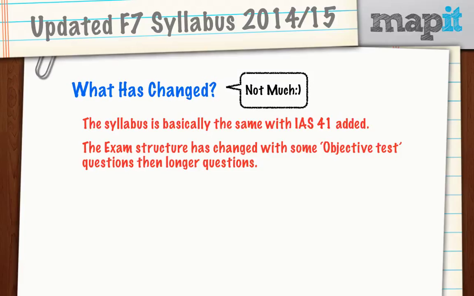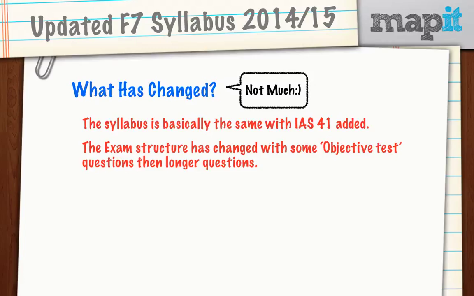So at the start, you will have some objective test questions. So the exam structure has changed. Now, by objective test, they really mean multiple choice at this stage. So multiple choice questions at the start, making up 40% of the paper.